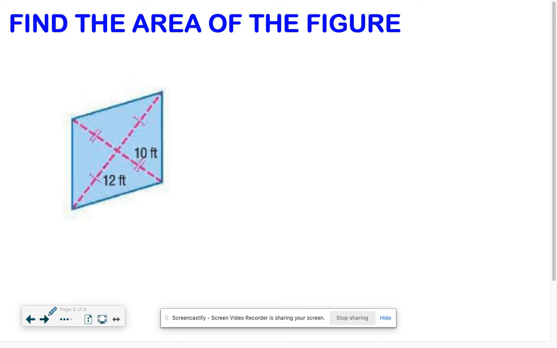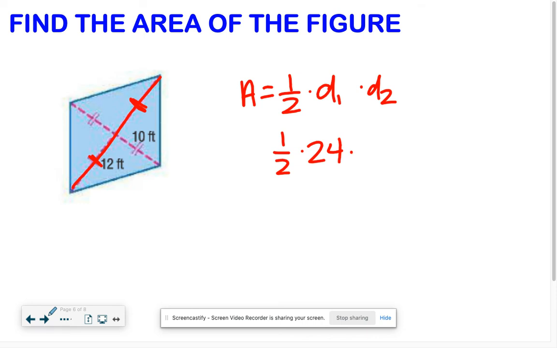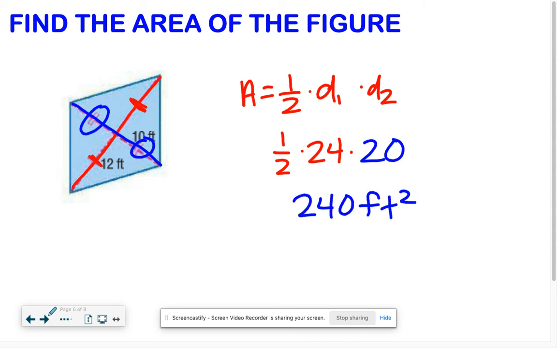Then our last one here is a rhombus. Same formula. Plug in. Okay, so I want this whole diagonal length. So they're telling me this part's congruent to this part. So 12 plus 12 is 24. I want this whole length again. 10 and 10 gives me 20. Half of 20 is 10. 10 times 24 is 240 feet squared.